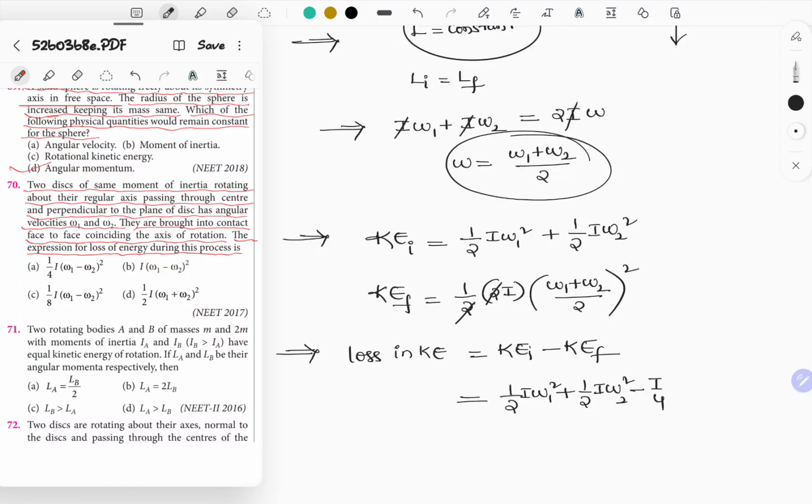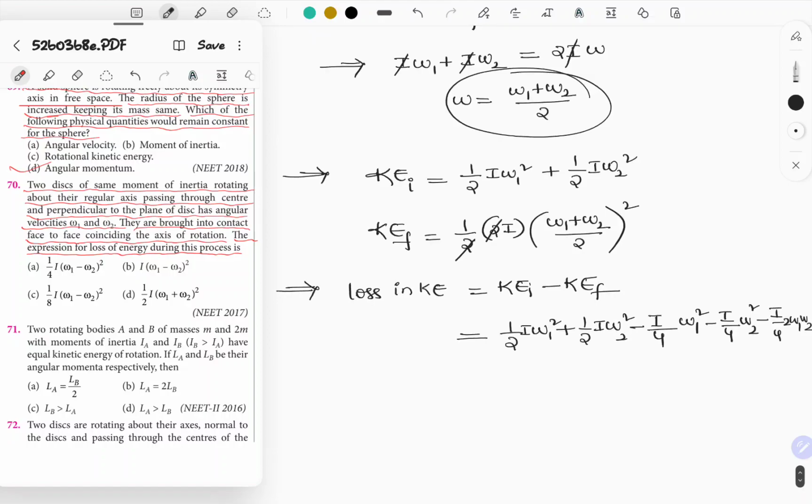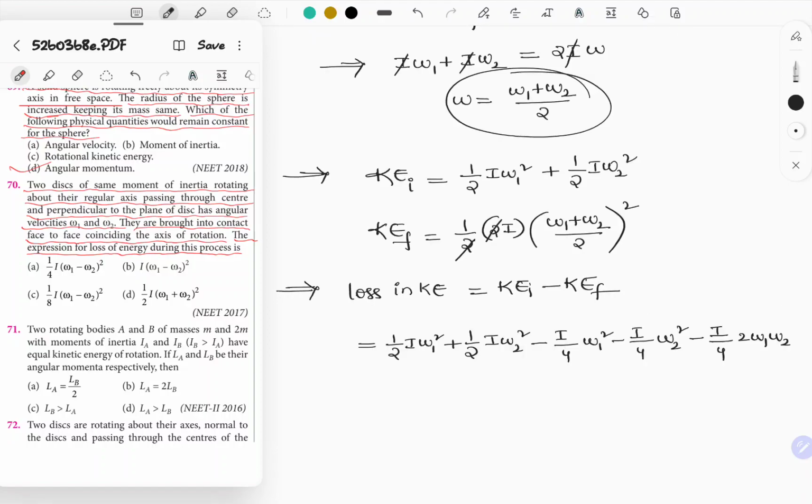Let me expand this. It is going to be omega 1 square minus I by 4 omega 2 square minus I by 4 times 2 omega 1 omega 2. This is the formula we are going to get. So this is the formula we got for the loss in kinetic energy.